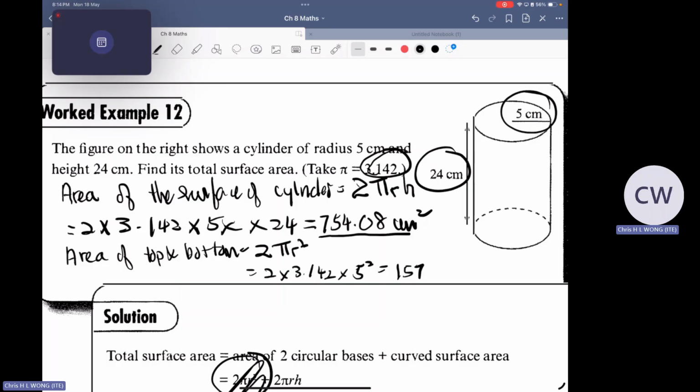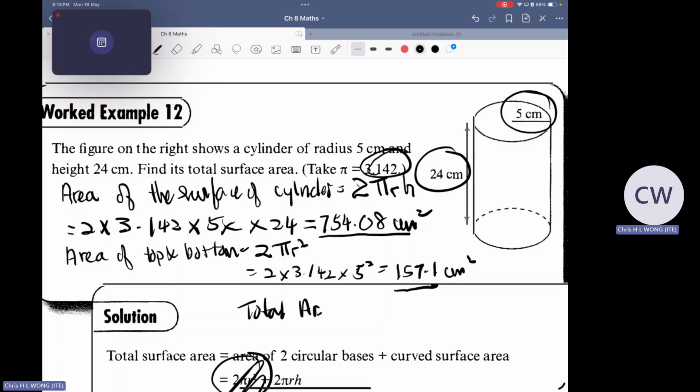50 times 3.142? 157.1. Okay, 157.1 cm square. Okay, total surface area.